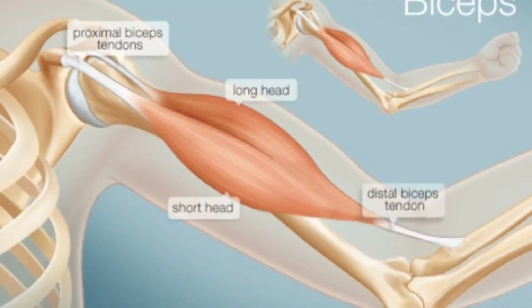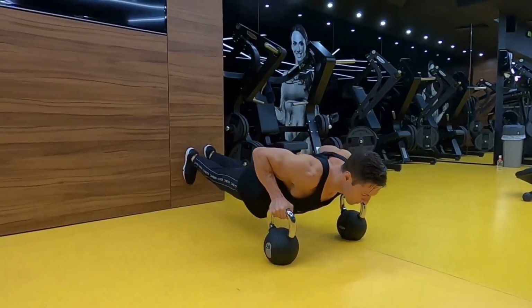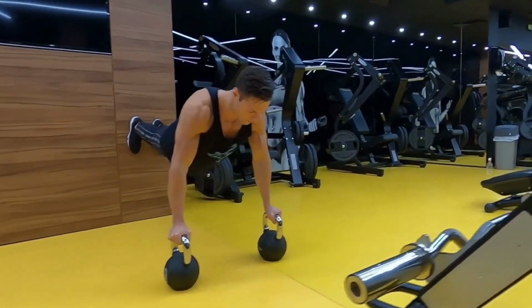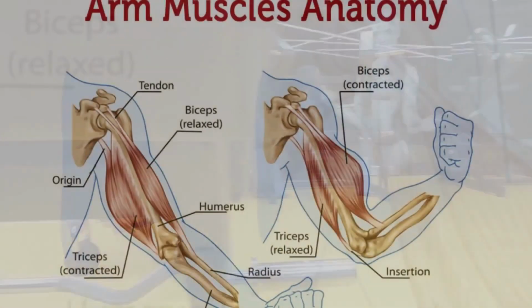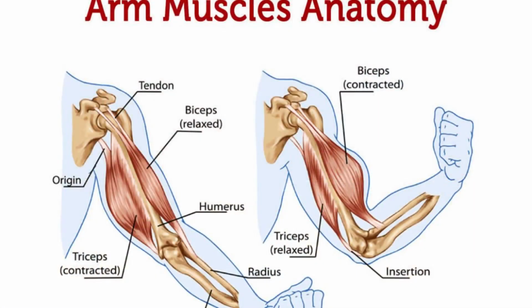How do the muscles and tendons develop? Muscles and tendons in the upper limbs develop from specialized groups of cells called myoblasts. These myoblasts proliferate and differentiate into muscle fibers and connective tissues, forming the muscles and tendons that control movement and provide stability to the upper limbs.